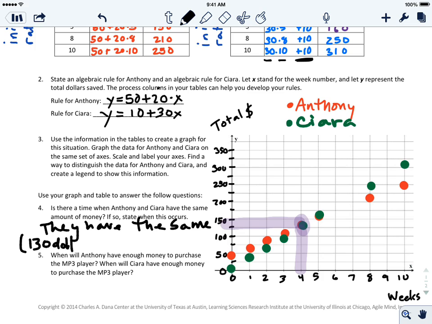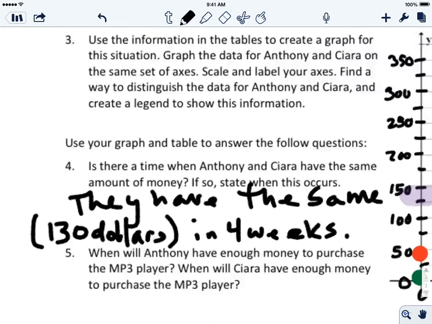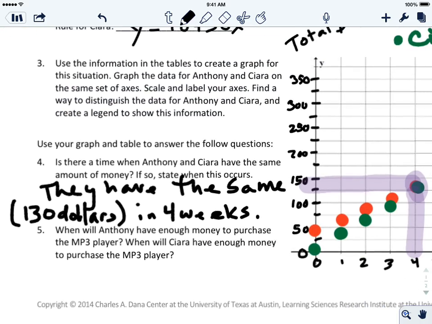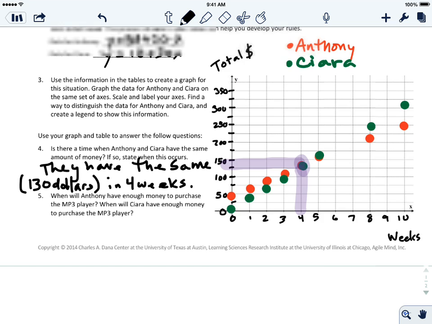$130 in 4 weeks. Now notice the way my answer sounds there. In order to report my answer, I had to say both the Y value, $130, and the X value, 4 weeks. So make sure you do the same thing tomorrow if we ask you a similar kind of question.